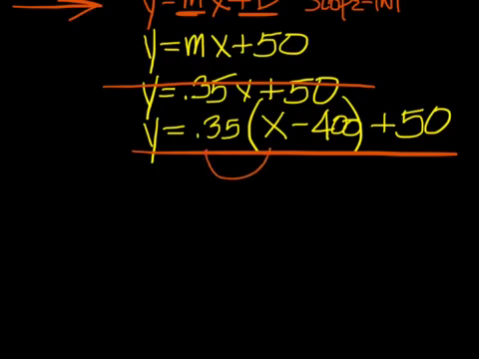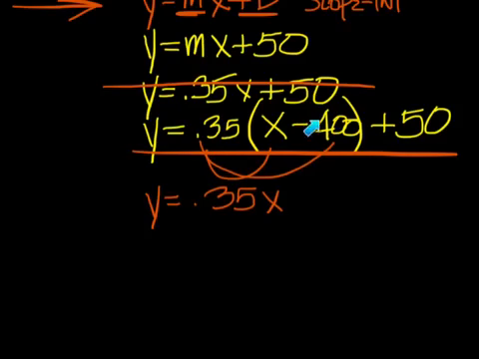Yeah, 0.35 times x, that's just 0.35x. And then we do 0.35 times minus 400. What is that? Negative 140. It's not 0.50 anymore though. What did you say to do after you got 0.35? You have to multiply this by this. So 0.35 times negative 400 is negative 140, yes.